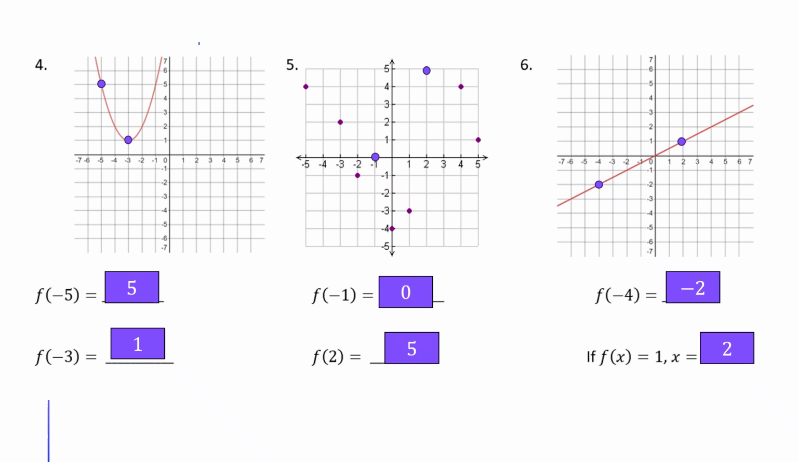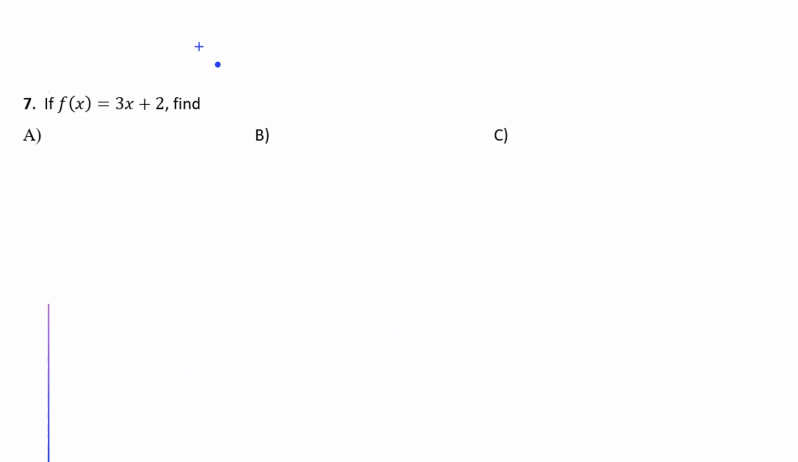So if f of x is equal to 1, x had to be 2 for this function. Okay, now let's look at function notation when the function is given to you as an equation. So for number 7, we are told that f of x is equal to 3x plus 2.